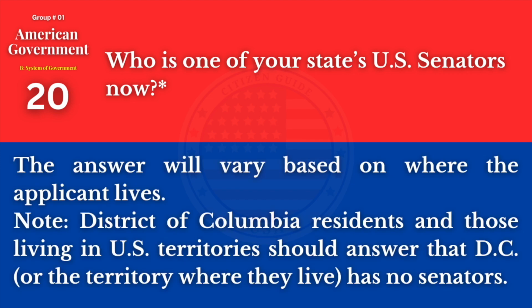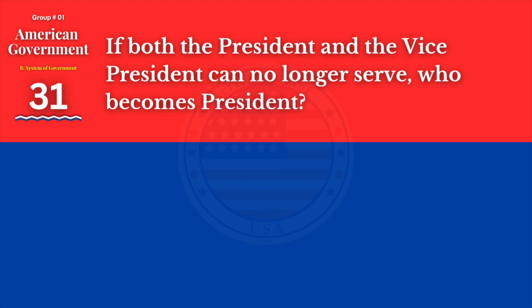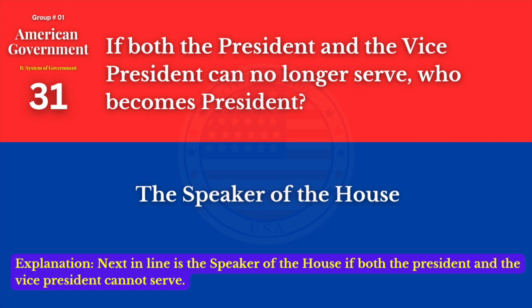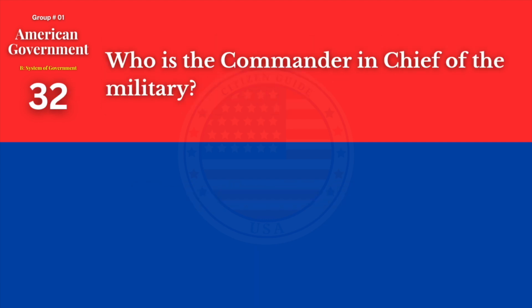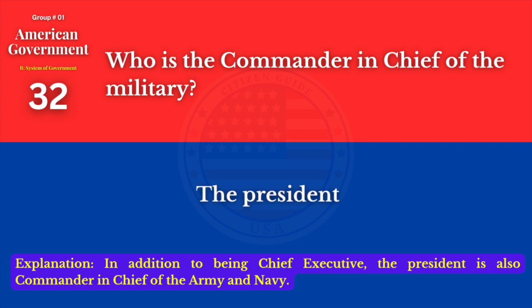The answer will vary based on where the applicant lives. Note: District of Columbia residents and those living in U.S. territories should answer that D.C., or the territory where they live, has no senators. If both the president and the vice president can no longer serve, who becomes president? The Speaker of the House. Who is the Commander-in-Chief of the military? The President.